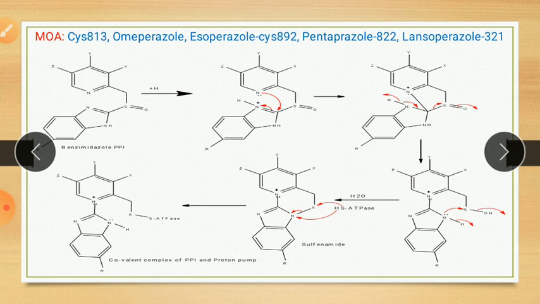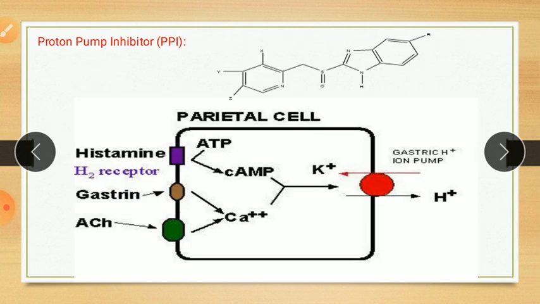Now if we see chemically how they act, these drugs inhibit the pump, and generally these drugs are derivatives of pyridyl methyl benzimidazole. So it is the general structure of this category, proton pump inhibitor. It is a pyridyl ring, and it is a methyl benzimidazole. So this is the general structure of this type of drug.